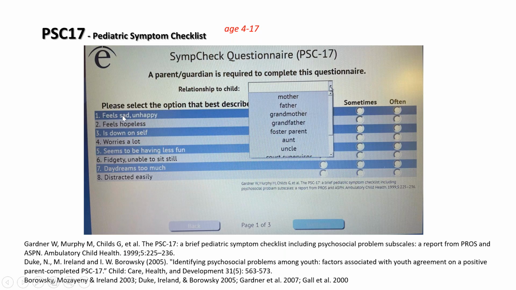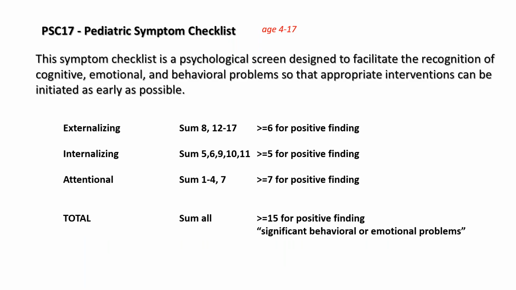But again, very simple to answer the questions. Feels sad or happy, feels hopeless, and parents, in that case, if a younger child can answer it. But if they're older, they can answer it themselves. Okay, another nice thing about the PSC-17 is it gives you an idea about attention. So several of the items are positive for attention. So we use this to get an idea.